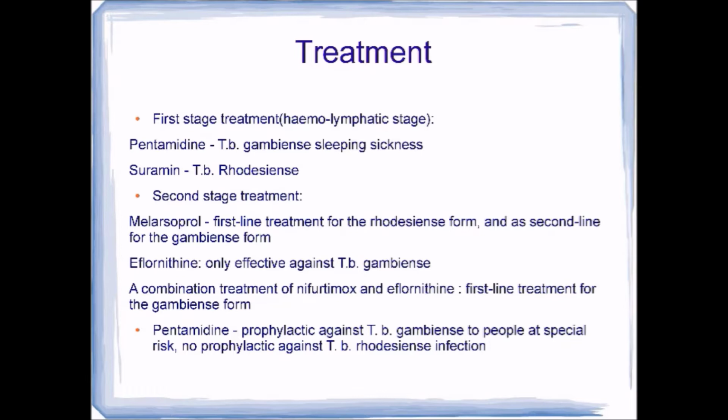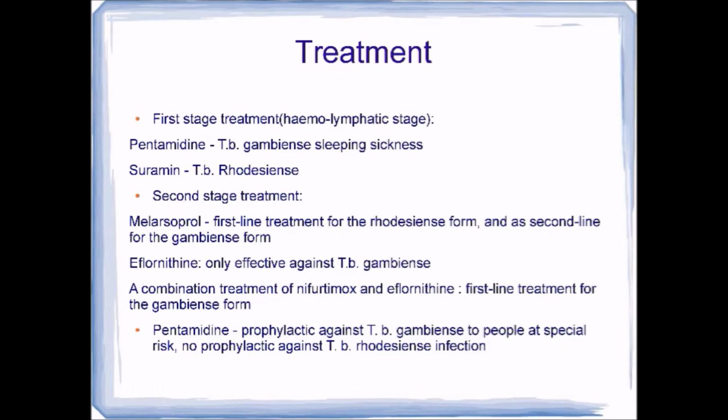Treatment of sleeping sickness is divided into 2 stages. The first stage, which is the hemolymphatic stage, uses 2 medications. Pentamidine is used for the treatment of the first stage of T.b. gambiense sleeping sickness, and suramin is used for the treatment of the first stage of T.b. rhodesiense.